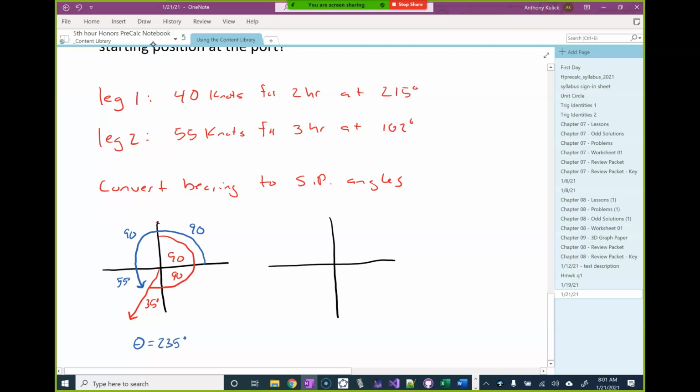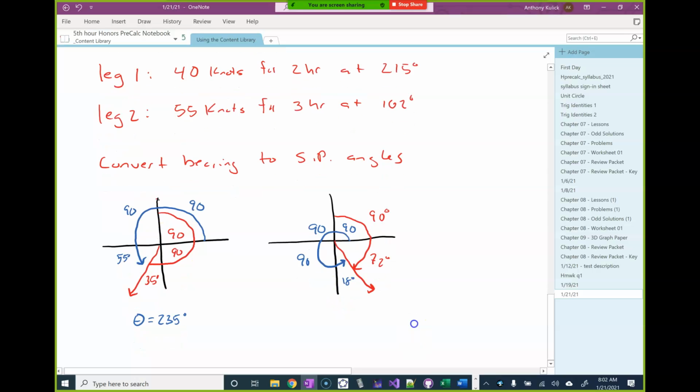And then the other one, the bearing is 162, so 90, and then like 72 more. And the standard position angle, though, is going to be going this way. So 90, 90, 90, and then the complement of 72 is 18. So 90 plus 90 plus 90 plus 18 is 288.